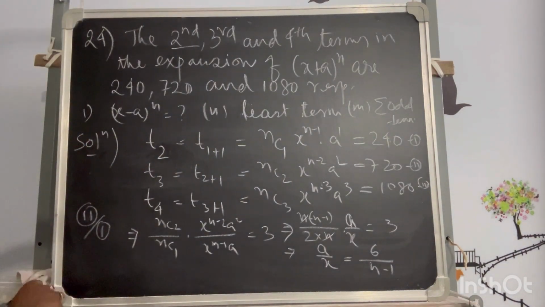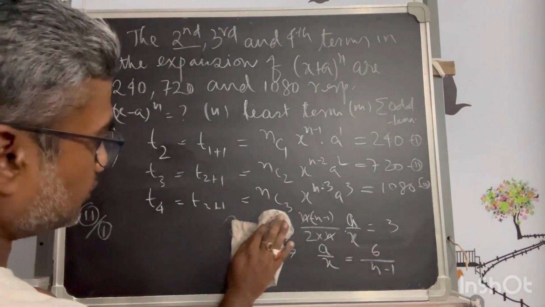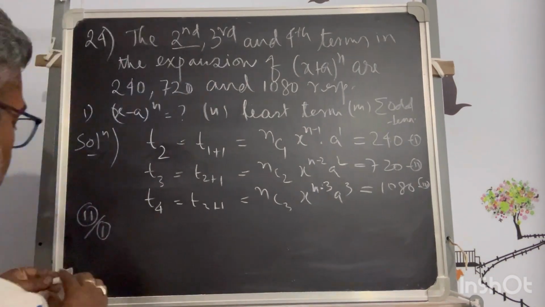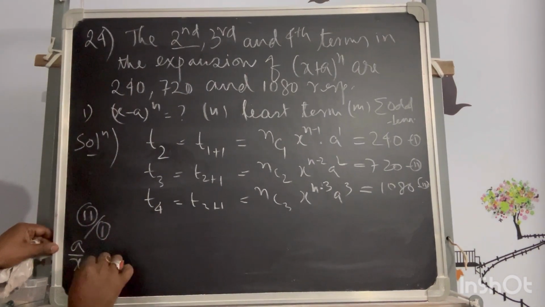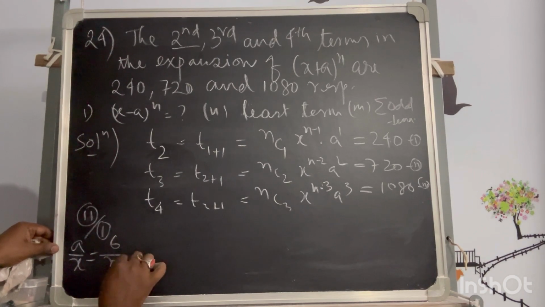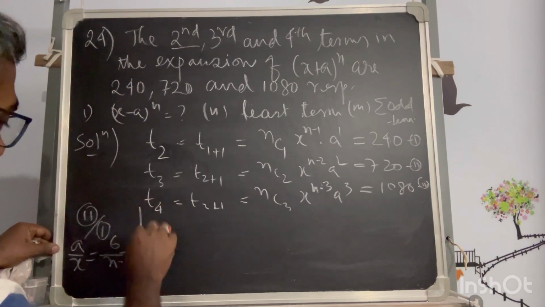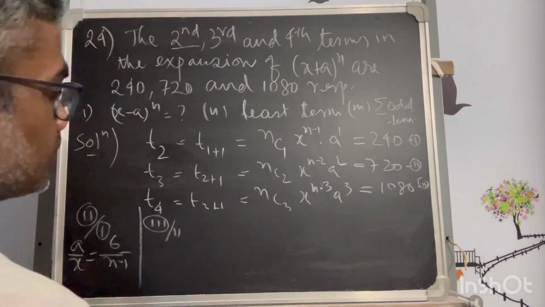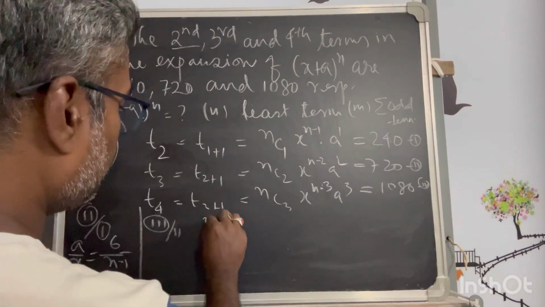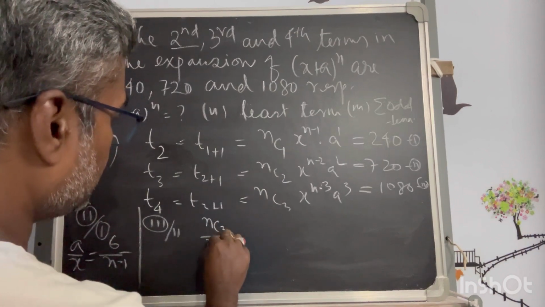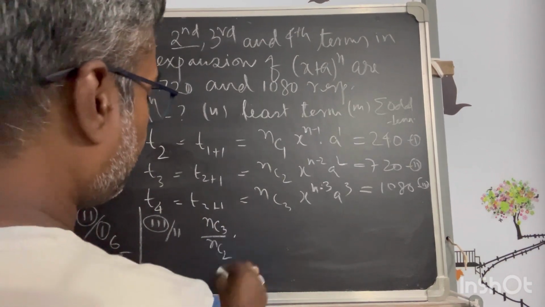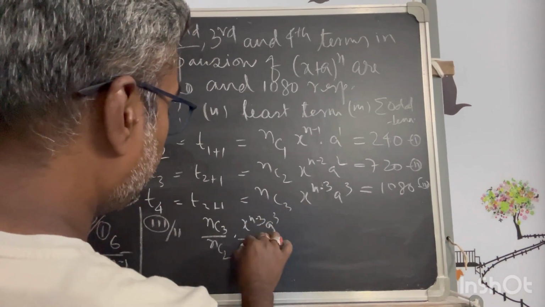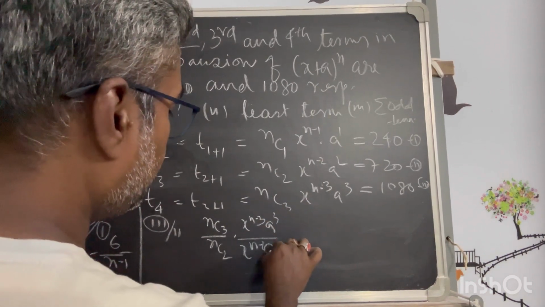So remember this. The first equation, by doing that, I am getting the first relation from this: a by x is equal to 6 by n minus 1. The second one is 3 by 2 I am doing. So by that, what will I get? nC3 x to the power n minus 3 a cube by nC2 x to the power n minus 2 a square.